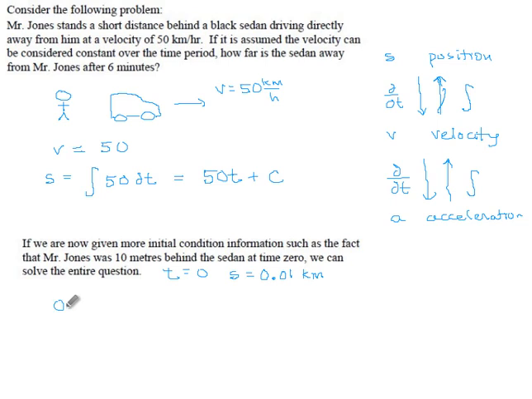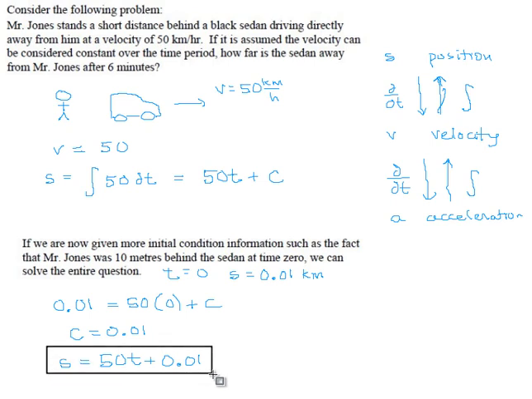We can do s equals 50t plus c. That's our position, 10 meters or 0.01 of a kilometer. This is our 0 hours because we're at time 0, and we want to see what constant comes out of that. The constant is 0.01, and so that means that our position function, all finished now, is 50t plus 0.01. That is good. We can get stuff with that.